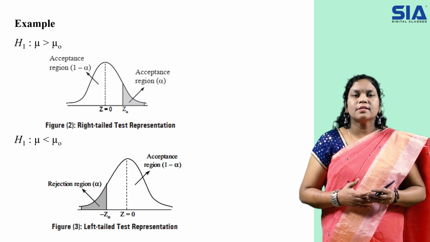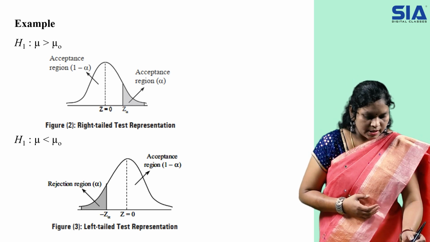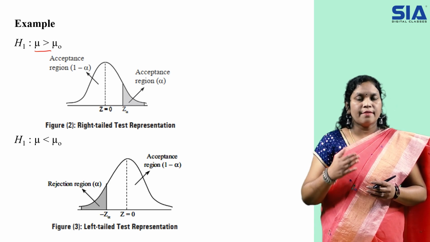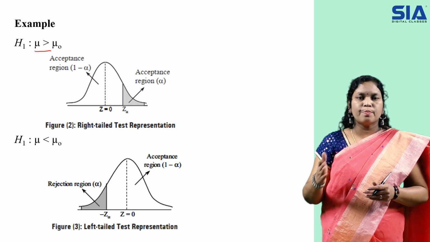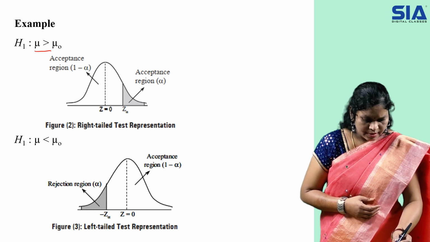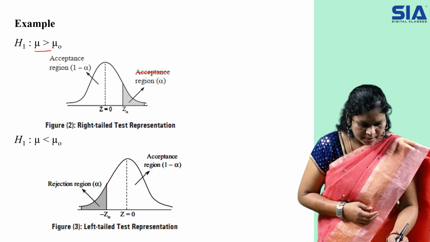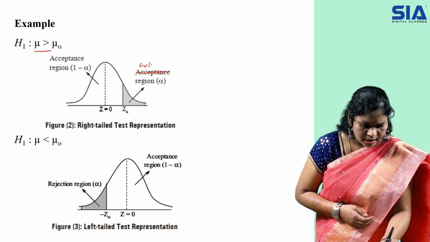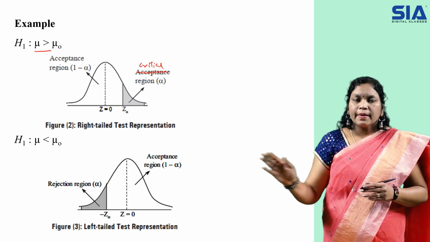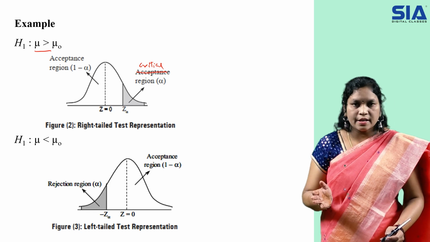Now through the graph, let us learn how the right tail and left tail tests go on. In the first example, I have considered mu greater than mu naught, that is your right tail. We have a greater than symbol, so right tail. Whenever we plot the graph, we shade the critical region to the right side. Check it out, this is the critical region, the rejection region. This is alpha, the critical region, which falls to the right side. For that reason we call it a right tailed test.